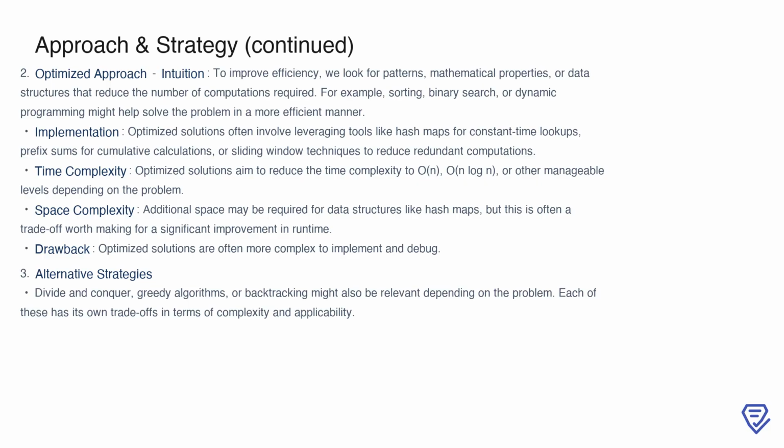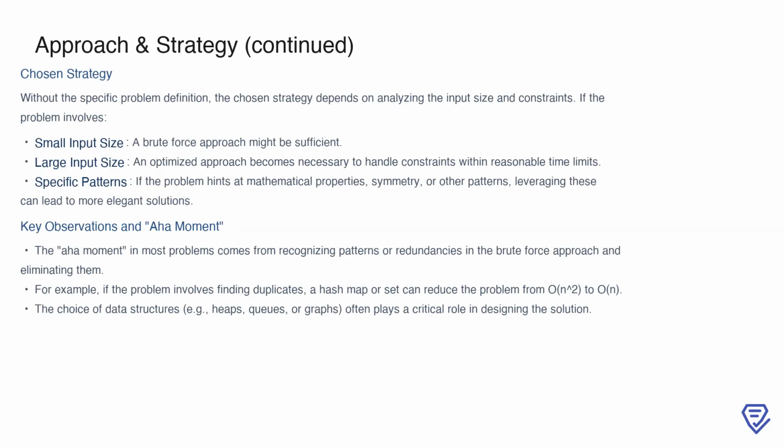However, their implementation often demands a deeper understanding of the problem and can introduce added complexity, especially when debugging. In some cases, alternative strategies like divide and conquer, greedy algorithms, or backtracking might be more suitable, depending on the specific nature and constraints of the challenge. Each of these strategies comes with its own set of trade-offs, balancing complexity and efficiency. The strategy for solving a problem ultimately depends on its constraints and input size.